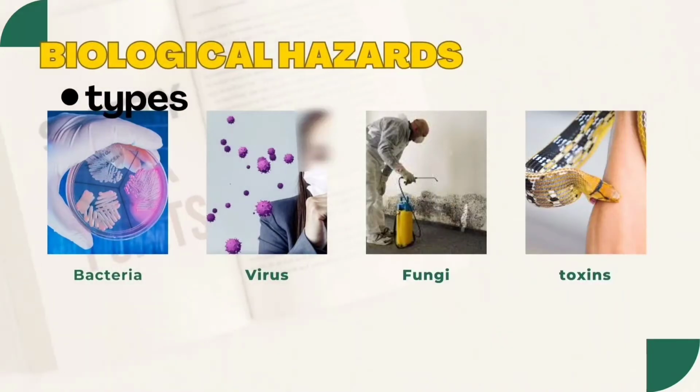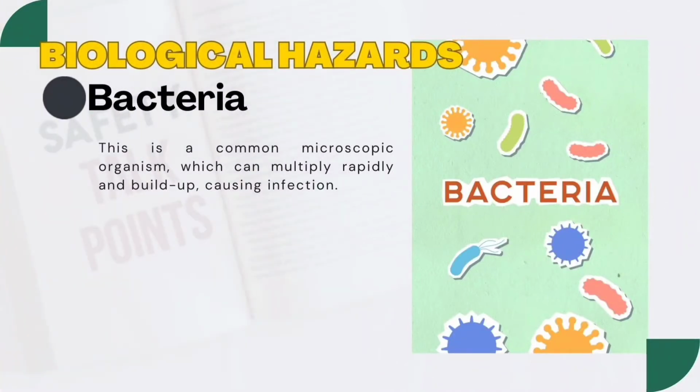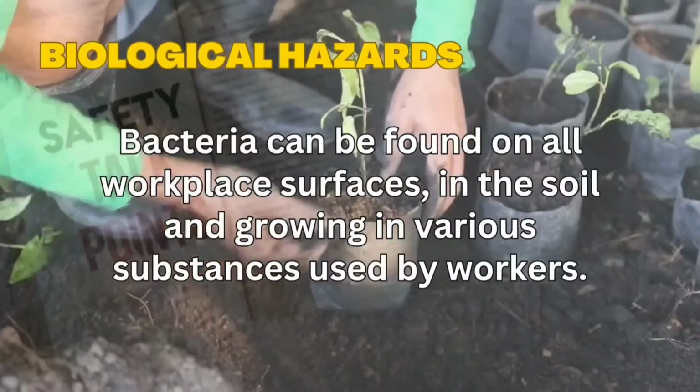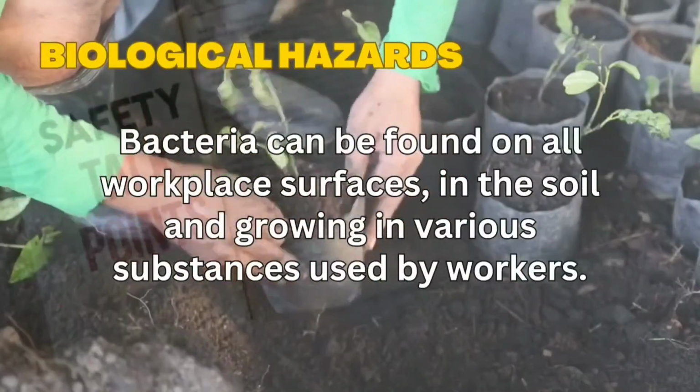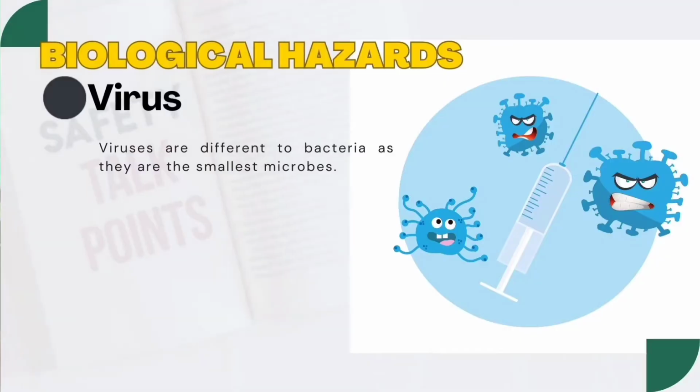Types of biological hazard. Bacteria. This is a common microscopic organism, which can multiply rapidly and build up, causing infection. Most bacteria are harmless. Many types grow naturally on the human body in mucous membranes. Bacteria can be found on all workplace surfaces, in the soil and growing in various substances used by workers.